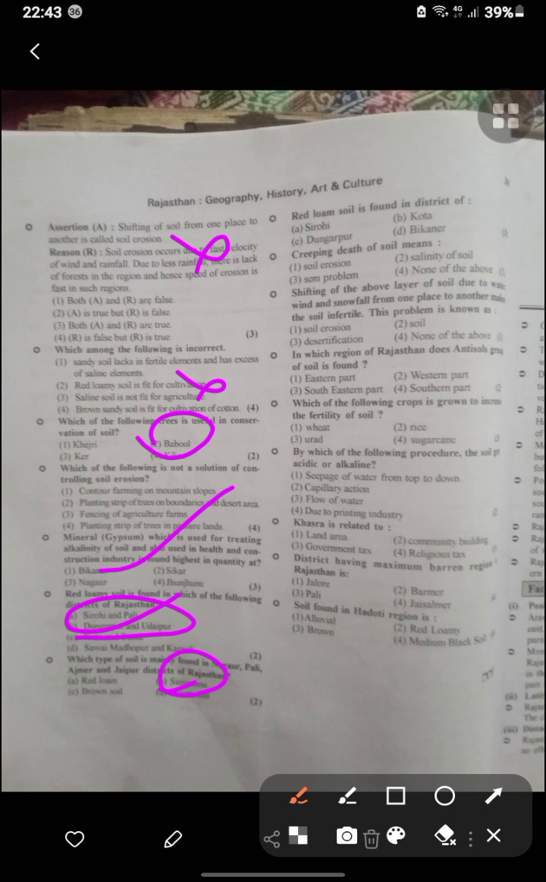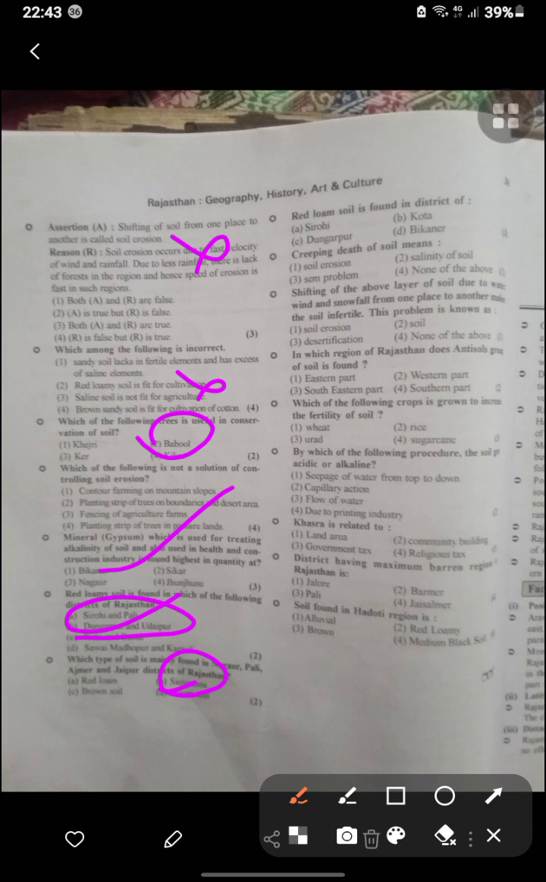In which region of Rajasthan does Aridisol occur? Aridisol is found in the western part. Which of the following grains is for the fertility of the soil? That was Urad. Which of the following is the procedure of soil becoming acidic and alkaline? That was capillary action. The Khasra is related to land area. The district having the maximum barren region is Jaisalmer.